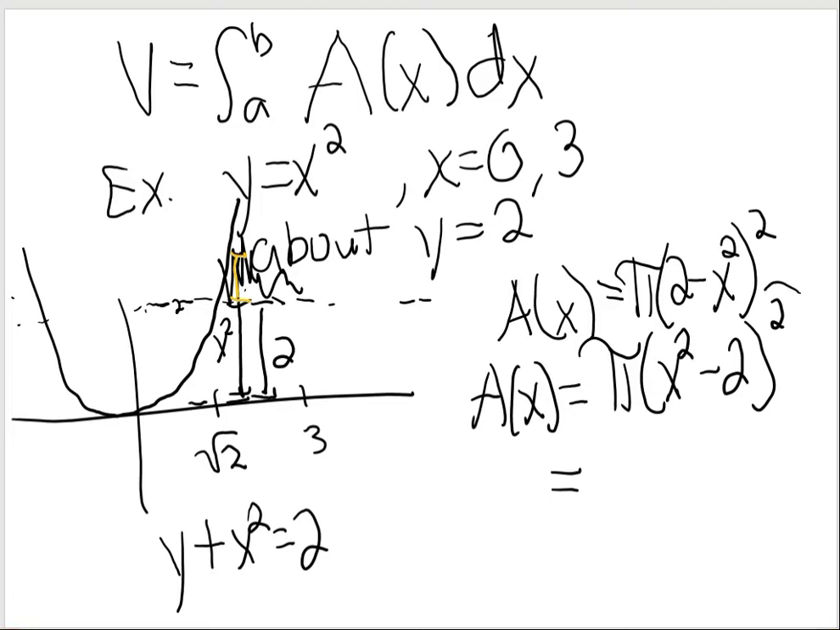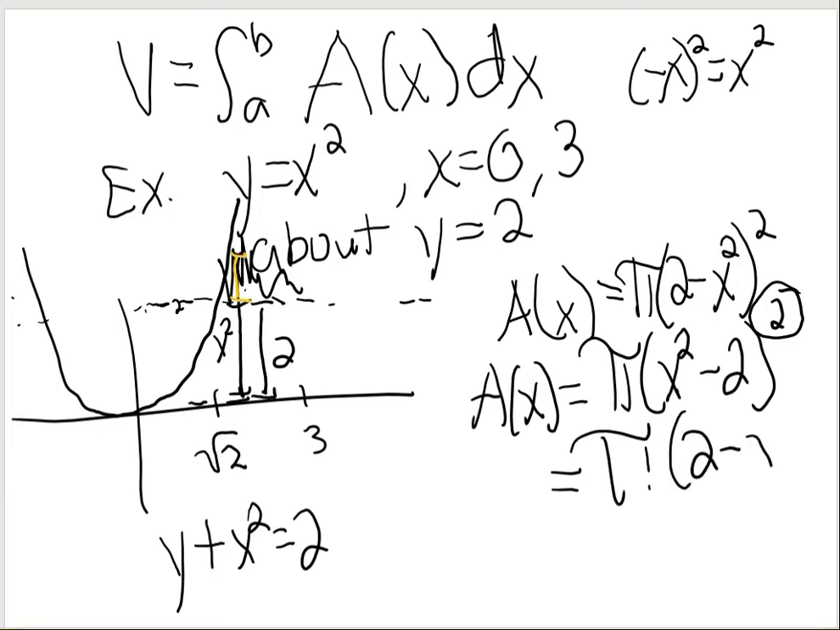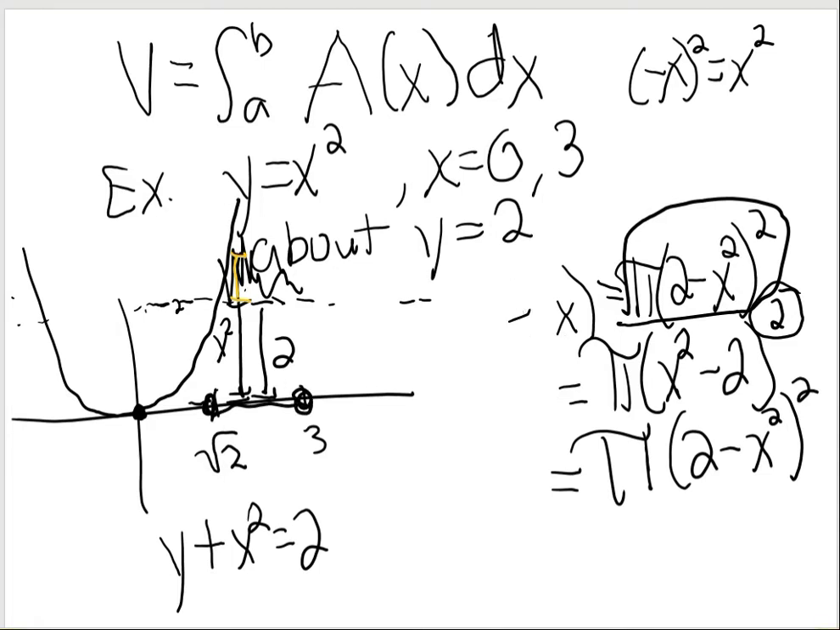But we're squaring it, right? And we know that negative x quantity squared equals x squared. So this is pi times (2 minus x squared) squared. Okay, so that's easy enough. From here to here, it's pi times (2 minus x squared) squared. And from here to here, same thing. So when we make the integral, we don't have to split it up or anything.